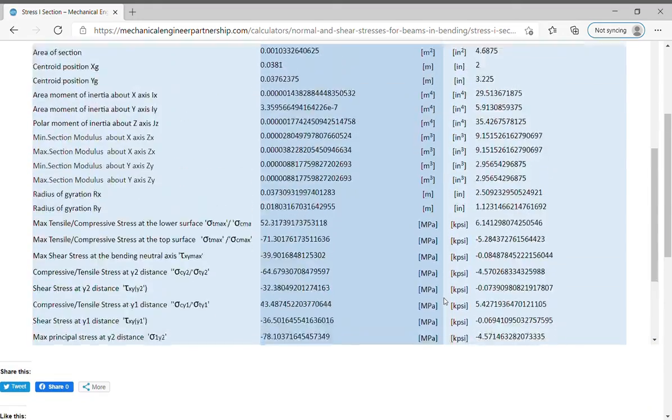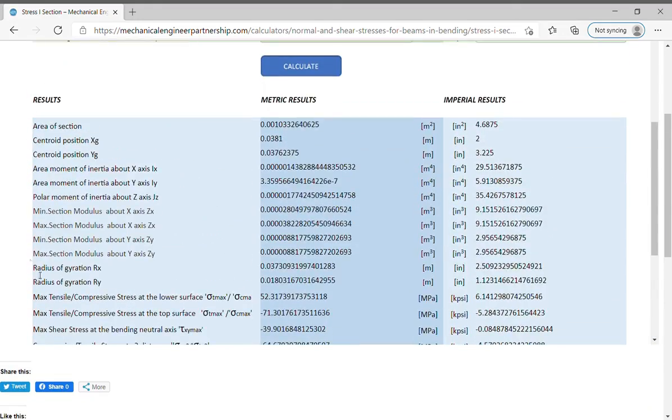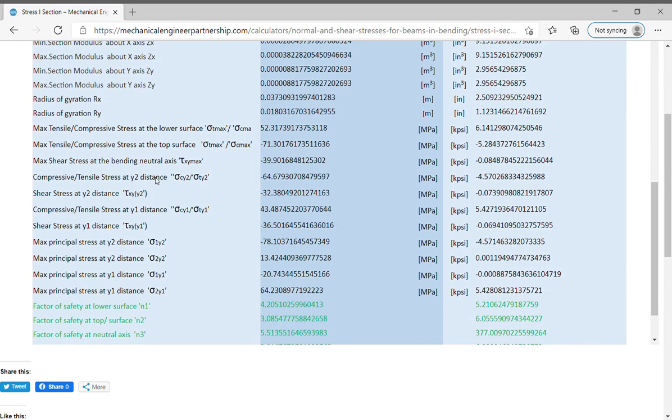The first block of results is the geometrical properties of the section: area, position of centroid, area moment of inertia, section modulus, radius of gyration. The second block is related to the calculation of stresses, tensile or compression, in lower or top fiber, shear stresses in neutral axis, combined or principal shear at y1 and y2 distances.